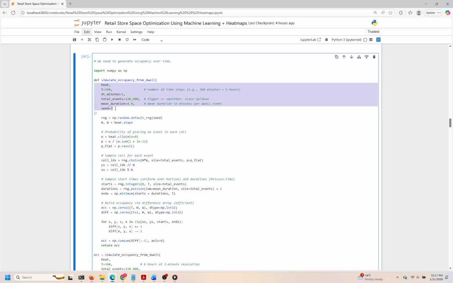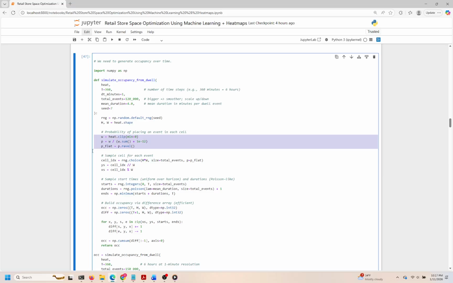To begin with, we initialize our random number generator and define the shape of our heat map. The first key step is to calculate the probability distribution for placing occupancy events within the heat map cells, taking care to avoid any division by zero by adding a tiny constant. This results in a shape that reflects how likely it is for an event to occur in each cell based on existing heat values. We then randomly select the cells where these events will take place.